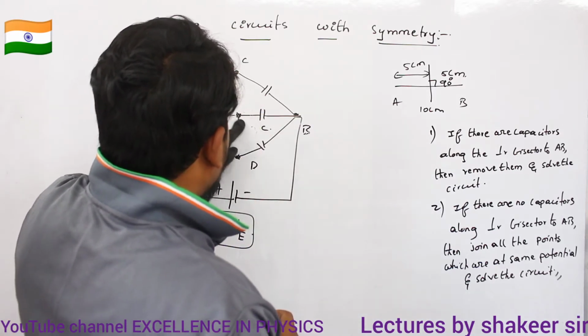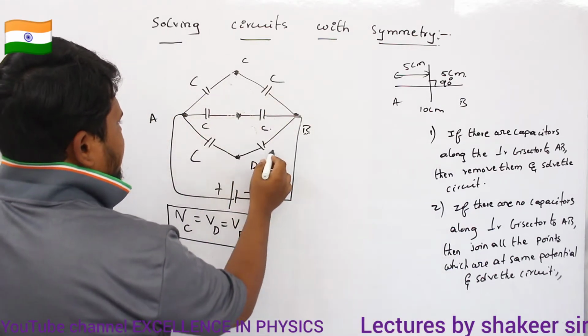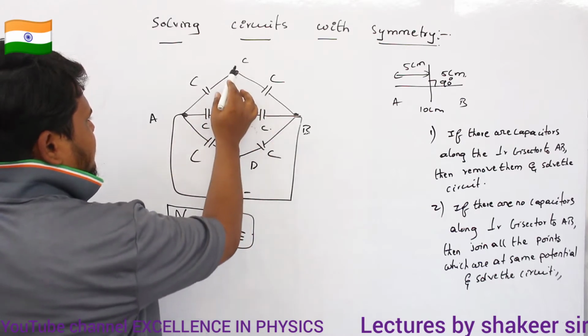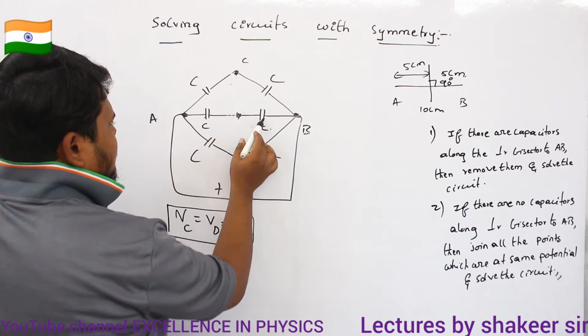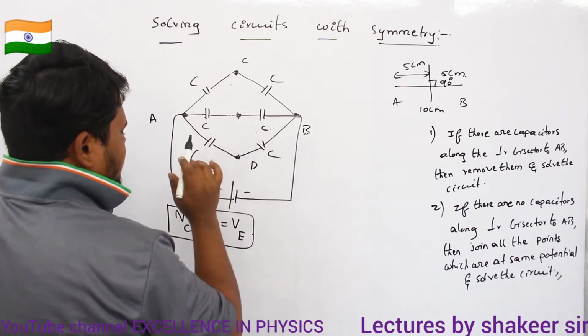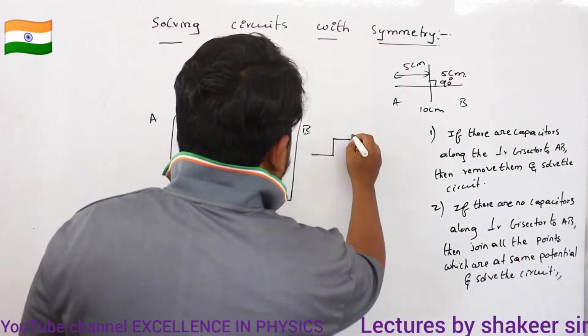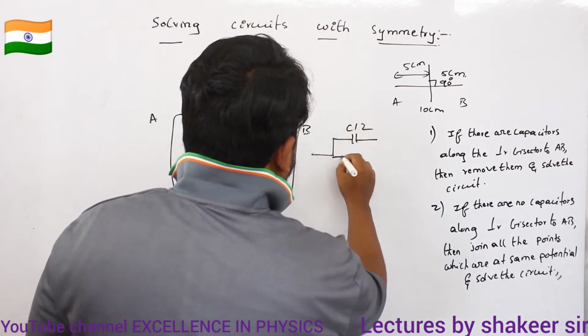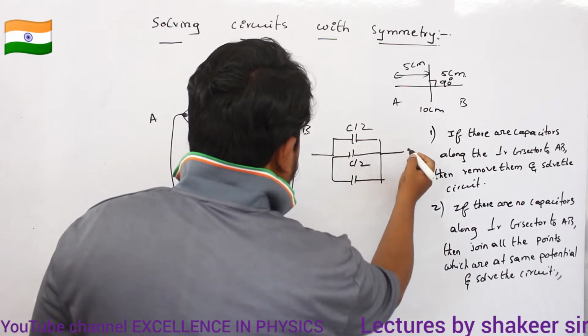How can I solve the circuit now? Let us suppose this is C, this is C, this is C, and this is also C. So C and C are connected in series, giving C by 2. These two are also in series connection, again C by 2. So what is the total circuit I got? The total circuit is C by 2, C by 2, and C by 2. This is the circuit which I got.